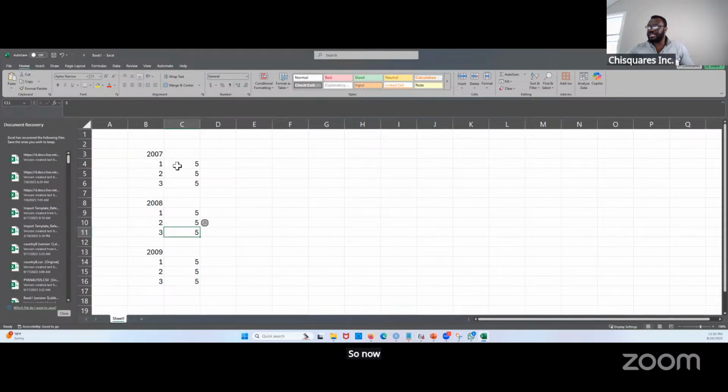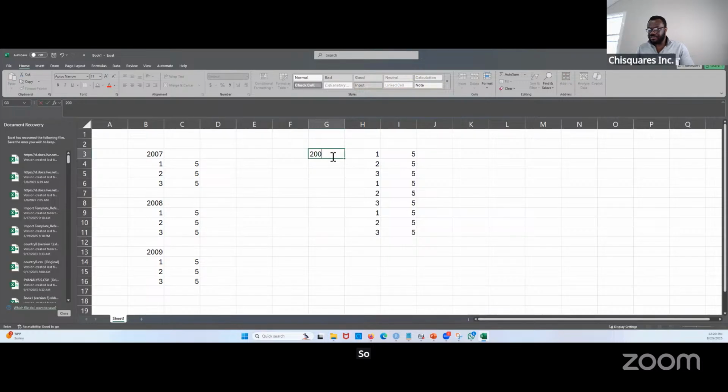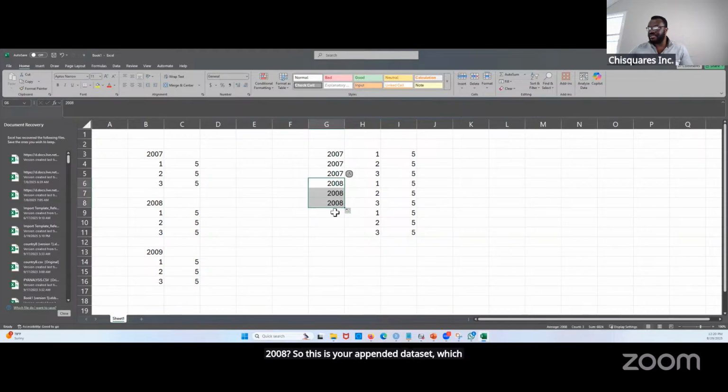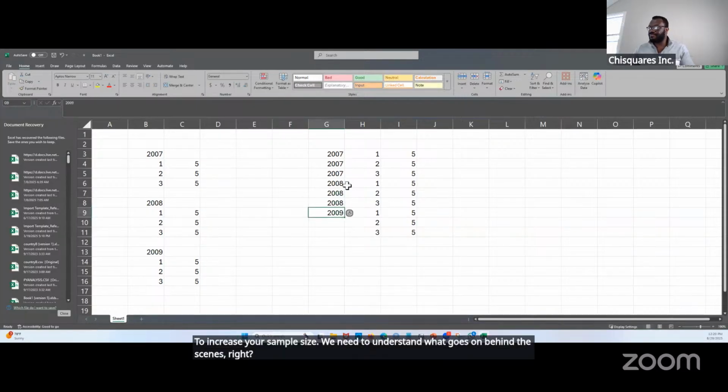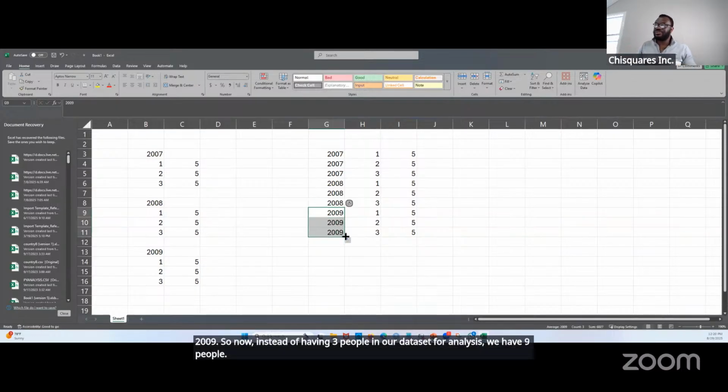So now let's pull the data sets together, right? We have data sets here from 2007, 2008, 2009. So this is the years here. So this is your appended data set, which you have combined to increase your sample size. We need to understand what goes on behind the scenes, right? So now instead of having 3 people in our data set for analysis, we have 9 people. So we need to understand what's happening.